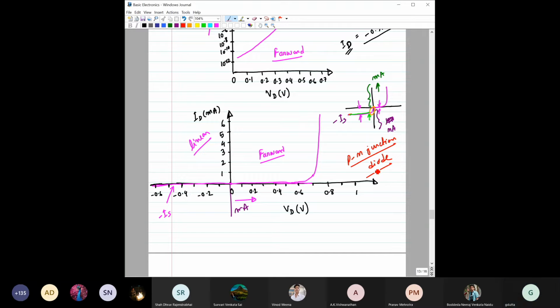Here you can also see that the diode current will increase in the linear scale after a certain value of VD, right? That particular voltage is called the cut-in voltage or turn-on voltage, and typically this value would be 0.6 to 0.7 volt for a silicon diode.